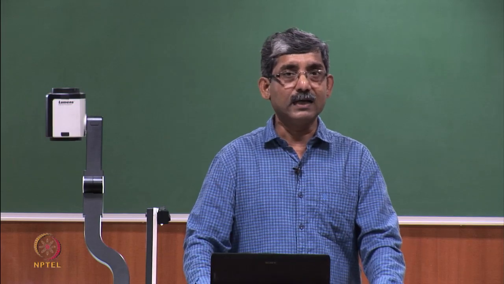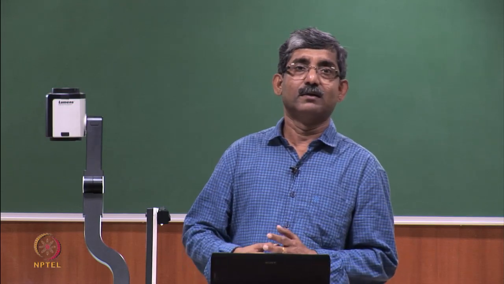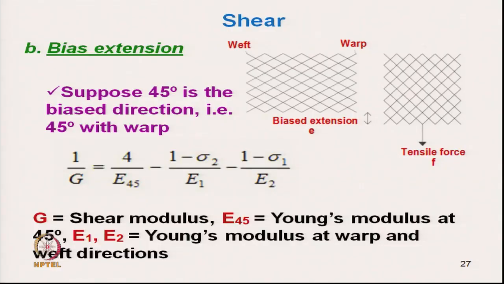Now, shear can also be measured by biased extension. This principle is used in FAST instruments. The principle here is that we cut the fabric in the biased direction, not along the warp or weft. We cut the fabric in the 45-degree bias direction with the warp.